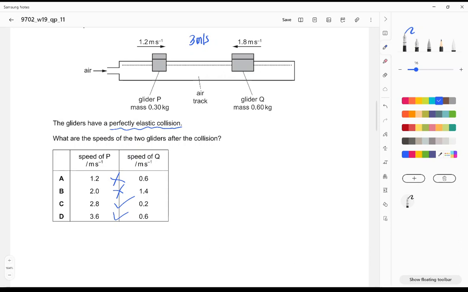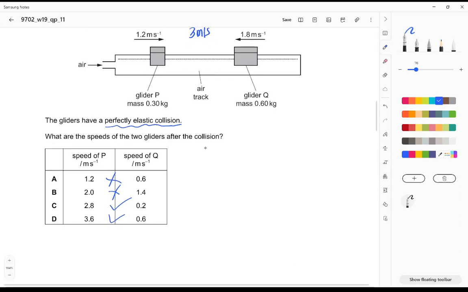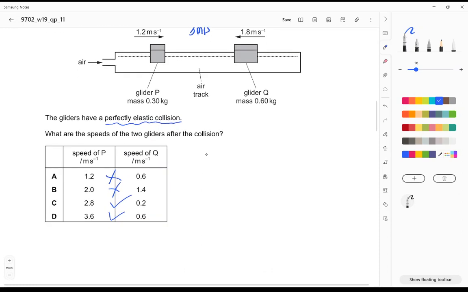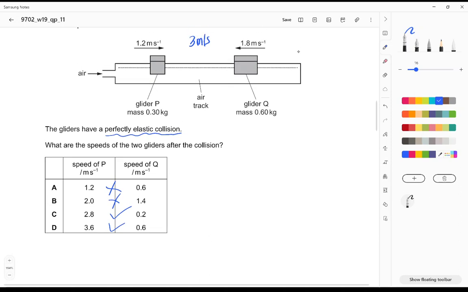Okay, so first of all, let's look at C. The speed of P after collision is 2.8 and the speed of Q is 0.2. So we need to verify this fact using the kinetic energies. And for that, we need to find the initial kinetic energy because we know this fact. For elastic collisions, the kinetic energy must also be conserved. The total kinetic energy must be conserved. So let me just find the total kinetic energy before collision.